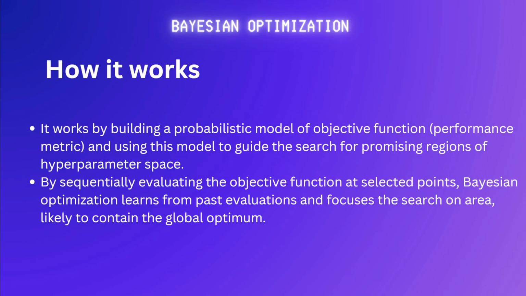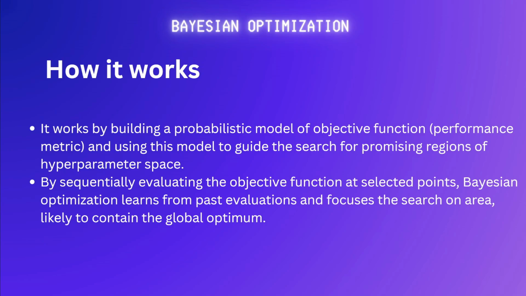It basically works by building a probabilistic model of the objective function, which is a performance metric, and using this model to guide the search for promising regions of the hyperparameter space. So by sequentially evaluating the objective function at selected points, Bayesian optimization learns from the past evaluations and focuses the search on the areas likely to contain the global optimum.